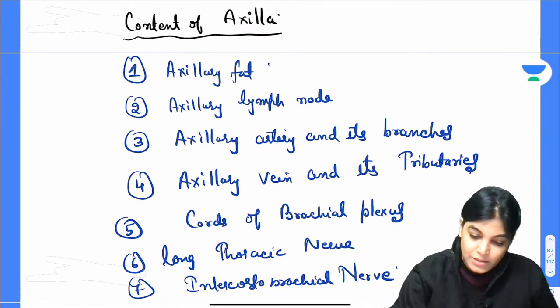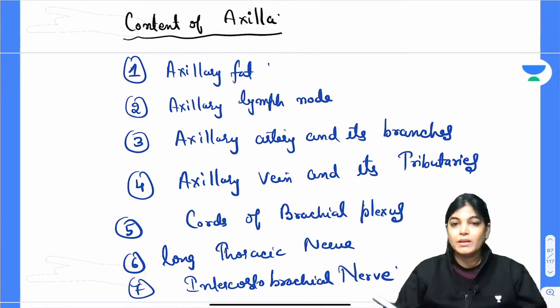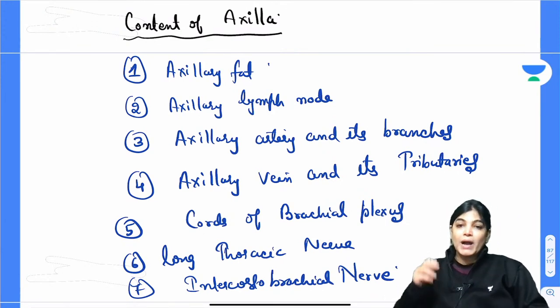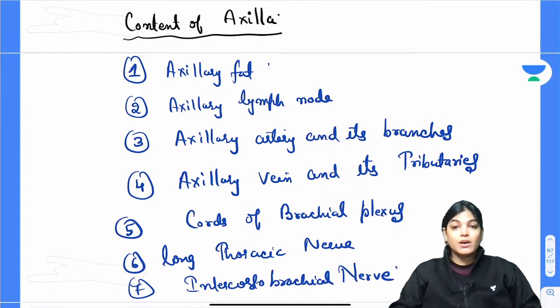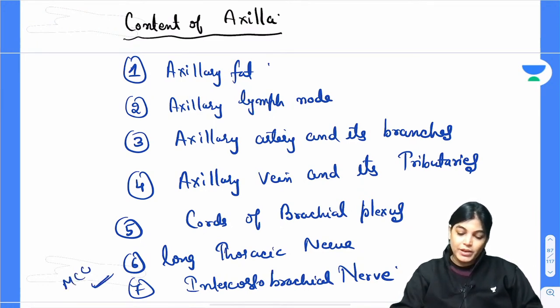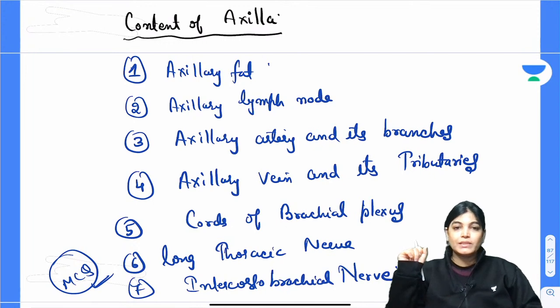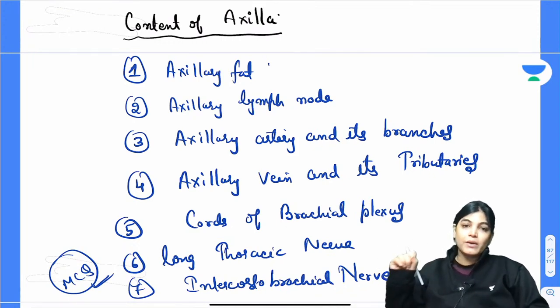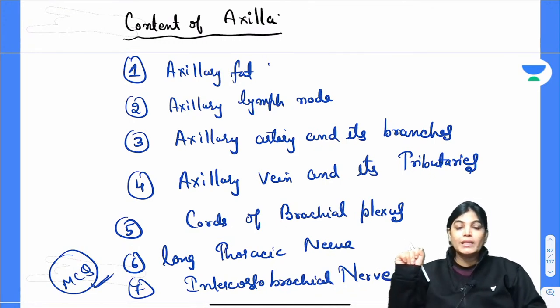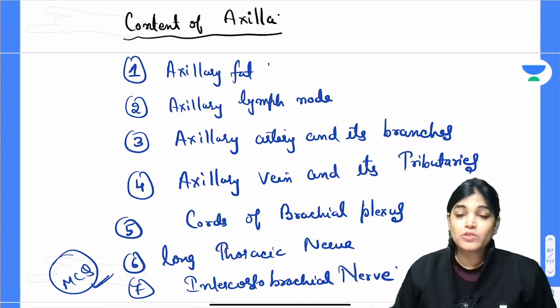There I will explain that the intercostobrachial nerve is actually a lateral cutaneous branch from the second intercostal nerve, and it forms a communication with the medial cutaneous nerve of the arm, which is a branch of the brachial plexus. So its clinical importance is there. This is very important for MCQ. Don't worry, let me first complete the gross anatomy. I will explain the applied aspects of the intercostobrachial nerve, axillary vein and the other parts in the open house, which I will conduct just after finishing the YouTube session.